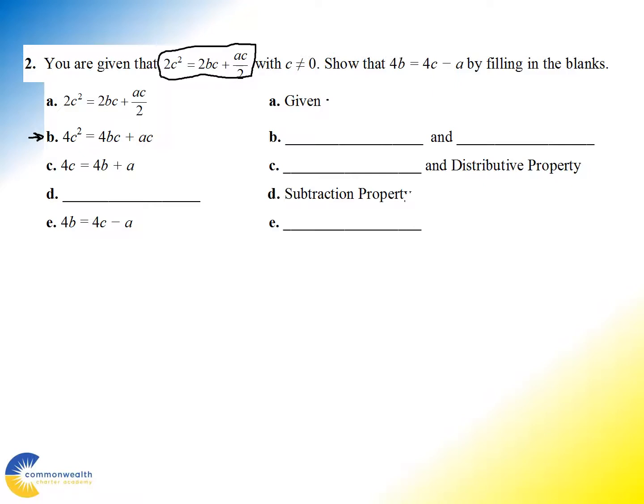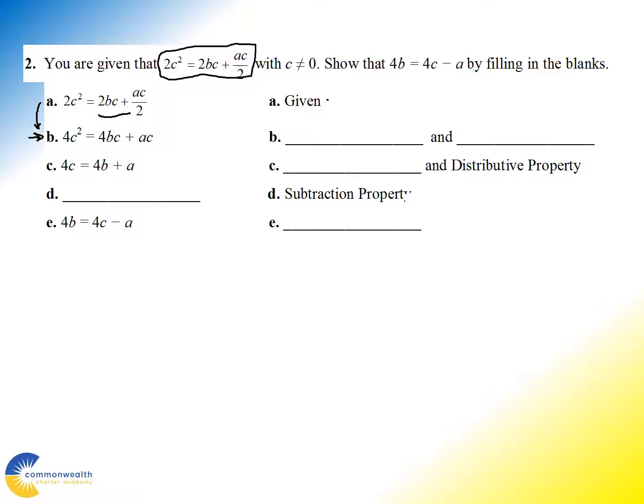So I have to think, what happened here? What went on from step A to step B to get to the statement I have in B? Well, for me to be able to do that, I had to multiply both sides by 2. So I multiplied both sides by 2, and I also have to remember that since there were two terms over here originally, both of them got multiplied by 2. So we have another property for that. That's why it's mentioning two blanks, because there are two properties at work here.